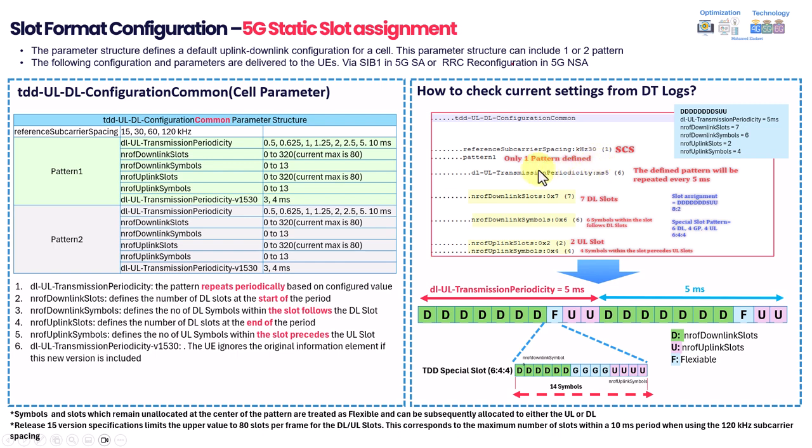This means if you have only one pattern, the pattern will be repeated every, for example, 5 milliseconds, depending on the settings which you have in the network. For the example here, I'm showing it as 5 milliseconds, and here are the parameters.